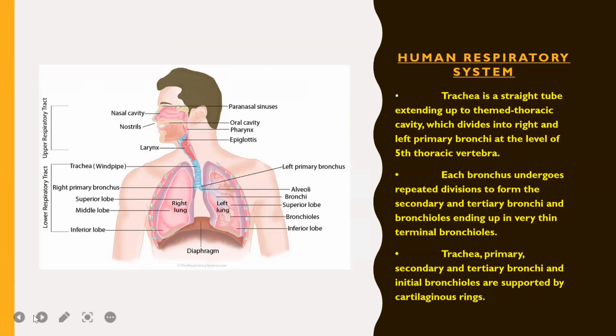These all are supported by the cartilaginous rings. Why? Because whenever you take the air inside, the air column should not collapse those minute tubes. So to prevent that, those small tubes are covered by cartilaginous C-shaped rings.